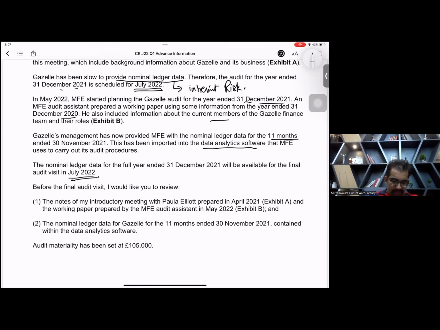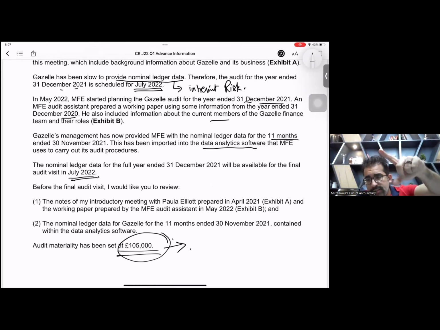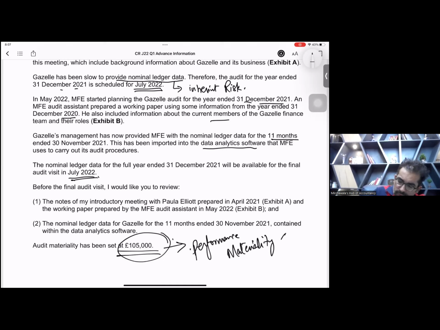Before the final audit visit, I would like to review the notes of my introductory meetings with Paula. Yes, the audit materiality has been set at 105,000. Now just think, this is the audit materiality. So definitely, as we have seen, there are some inherent risks. This is the first time with the client. So the performance materiality should be lower than that.